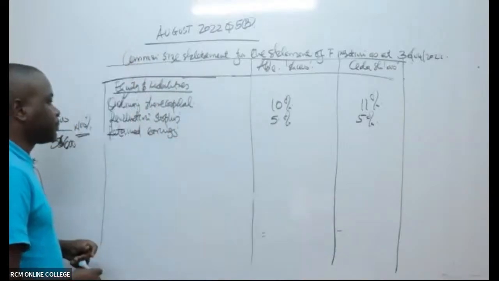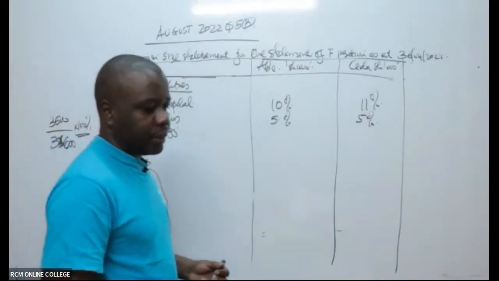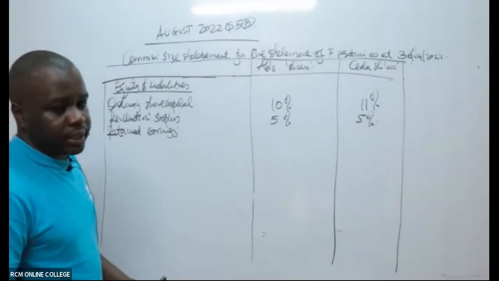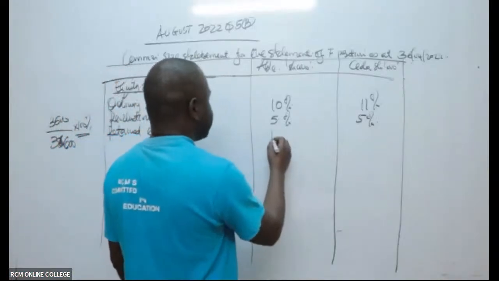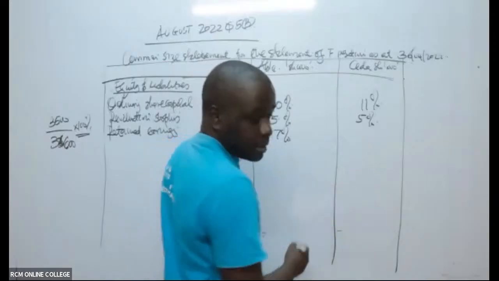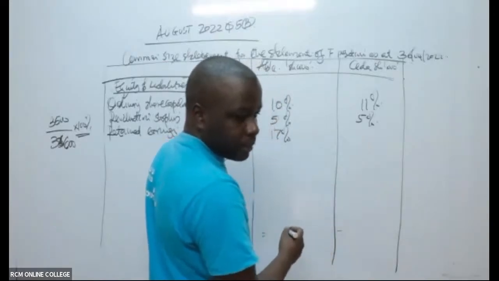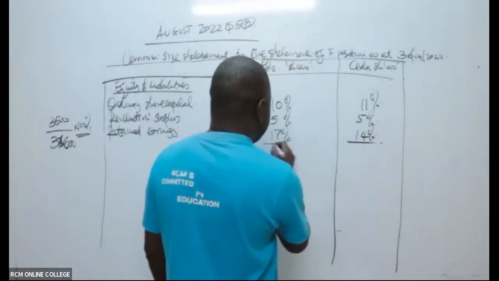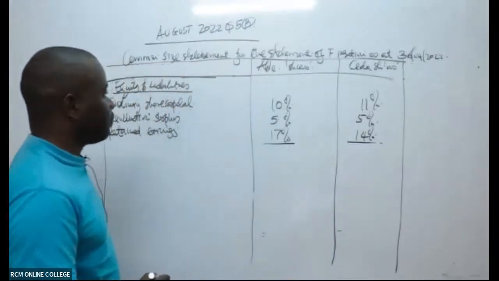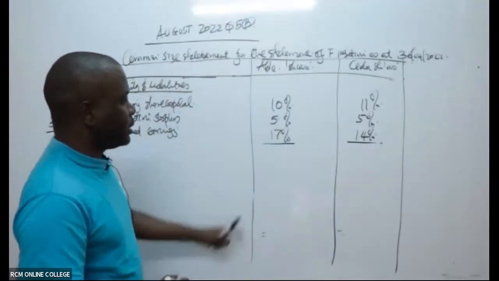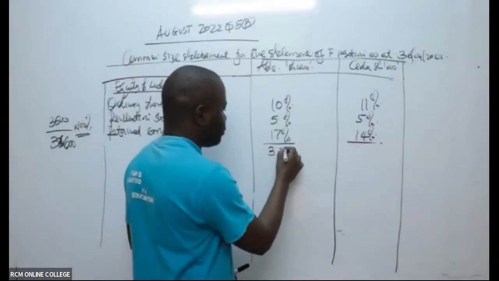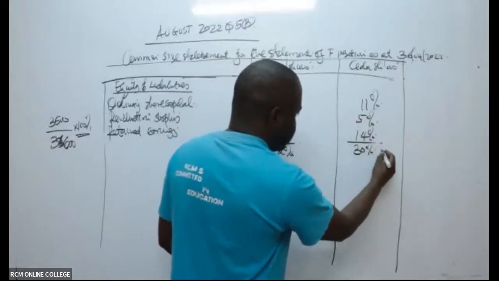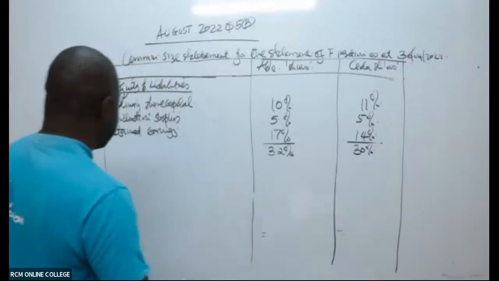For retained earnings, you take the retained earnings figure, divide by 33,600, multiply by 100%. 16.7 and 14.2, so that is 17% and 14%. When you total here, you'll get the figure for total equity. This one is coming to, I think, 32%. If you add the two, that is 32%. This one is 30%. Then you go to the non-current liabilities.